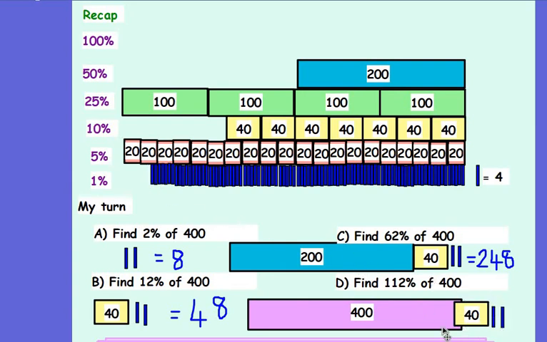So altogether I've got 440, 4 plus 4 is 8. So 112% of 400 would be 448.